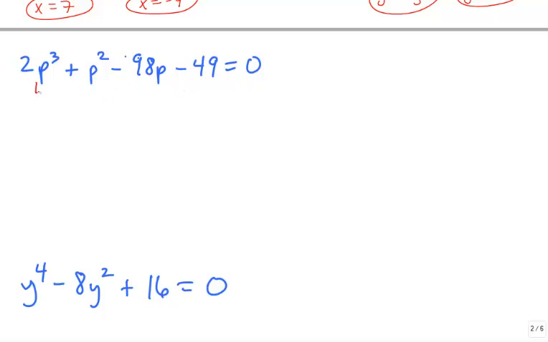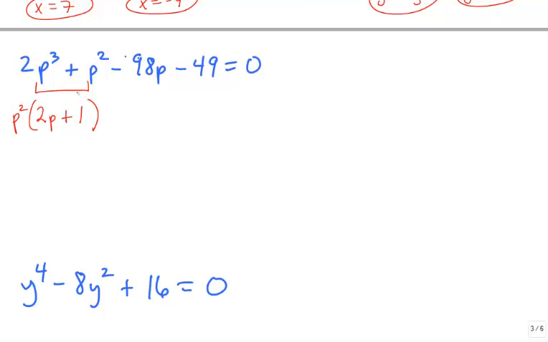So I am going to look just at these first two terms and pull out a GCF from just those two. And they both have some p's. And the smallest power of p that they both have is a p squared. So I'm going to pull out a p squared. And that should leave me with a 2 and a p from this first term. Plus, if I pull out this p squared, there's not a 0 left. There's a factor of 1 left.